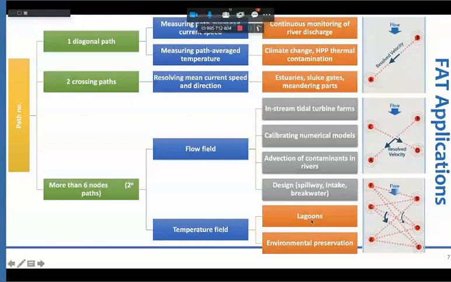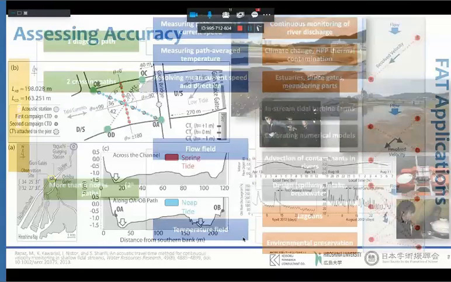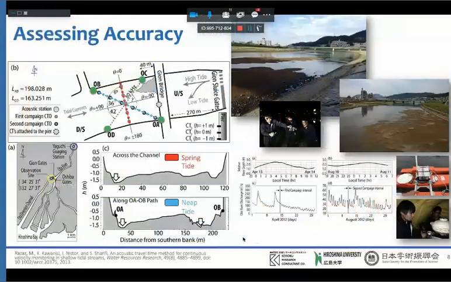And the design of a spillway in lagoons, let's move a little faster, or environmental preservation, because in lagoons temperature is very important. So if you can actually have the temperature distribution inside the lagoon, you can see where it is warmer, or where you have the highest efficiency. And assessing that, now we have this new instrument.